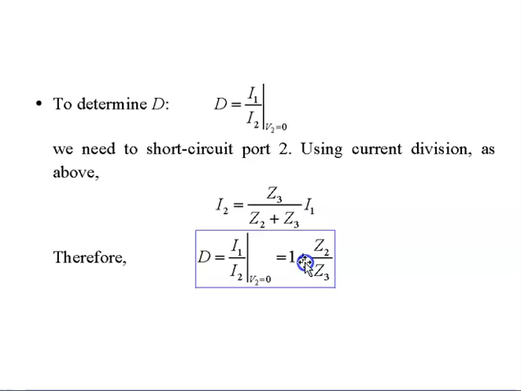Finally, D is I1 over I2, provided that your V2 is equal to 0, meaning that you have to short circuit port 2. So use the current division, you will get I2 is equal to Z3 over Z2 plus Z3 times I1. So D would be I1 over Z3 over Z2 plus Z3 times I1, which will give you 1 plus Z2 over Z3.